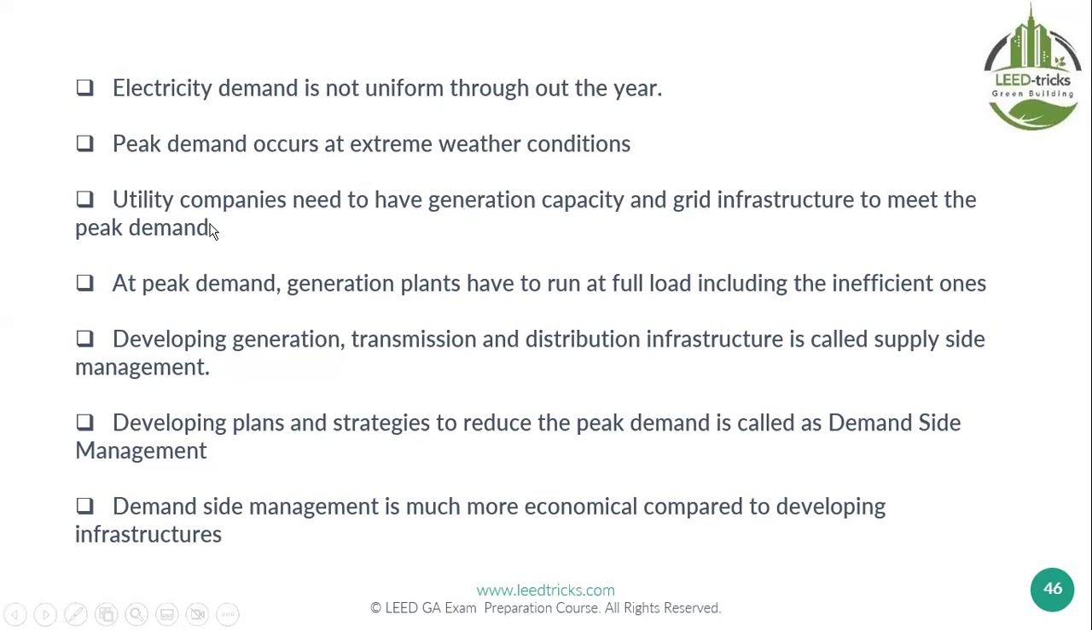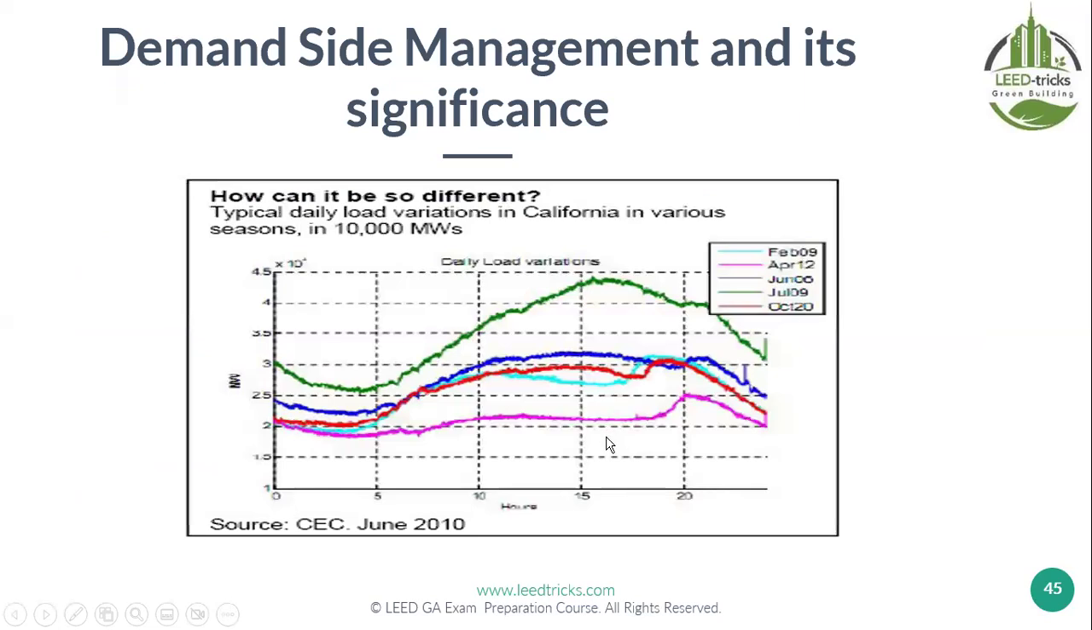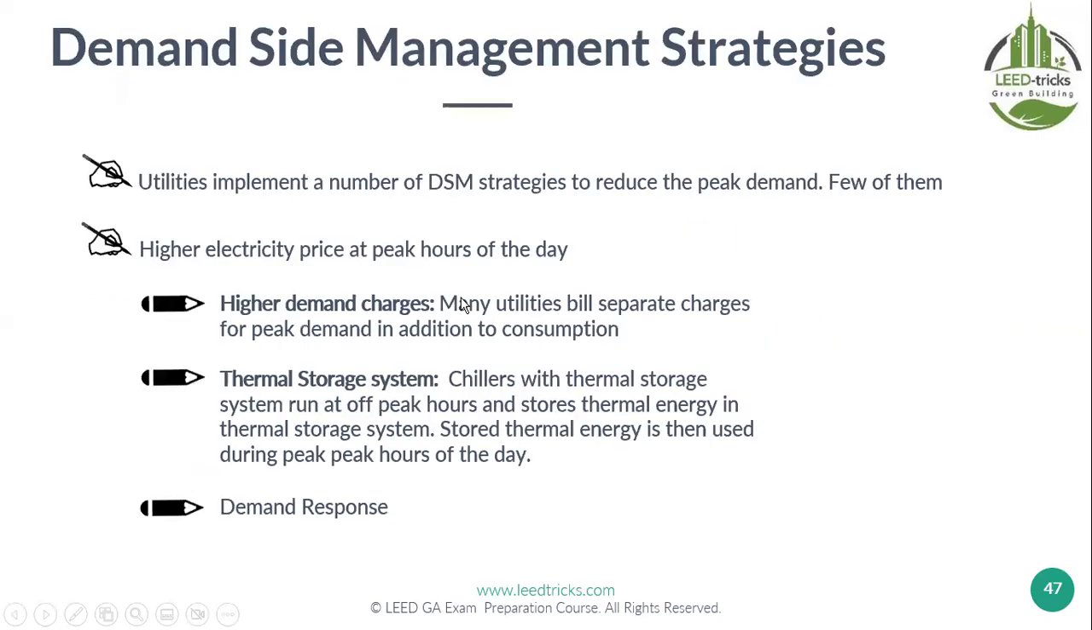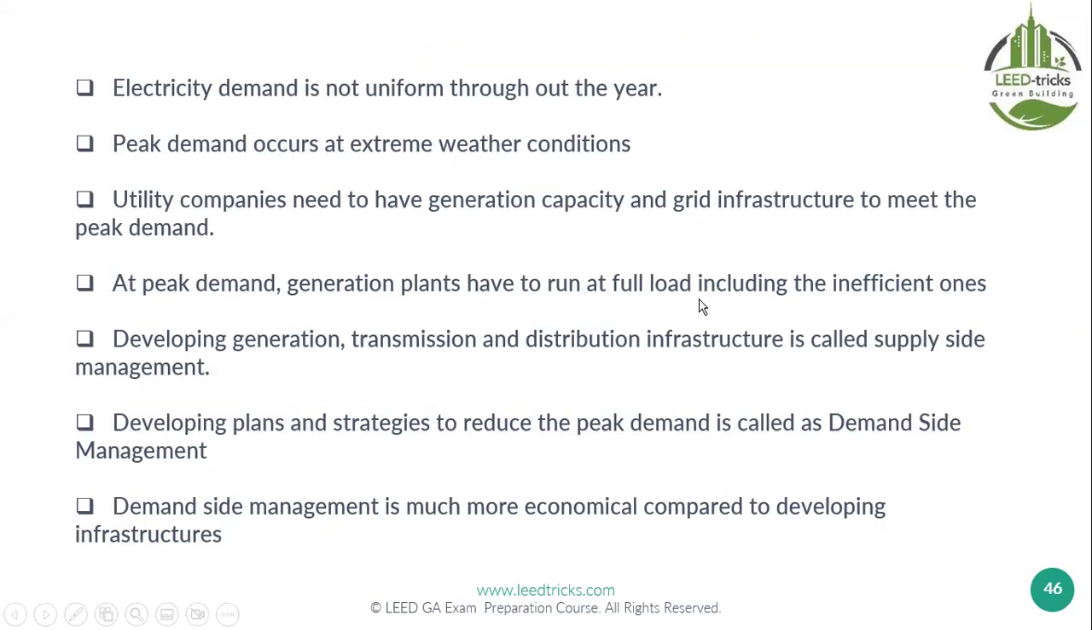Utility companies like Saudi Electric Company, for example, need to have generation capacity and the grid infrastructure to meet the peak demand. So when I have the big demand here, maybe all my generators will work. Yes? So at peak time, generation plants will have to run at full load. Imagine you are working at full load, it means your full power, many faults can happen. Okay?